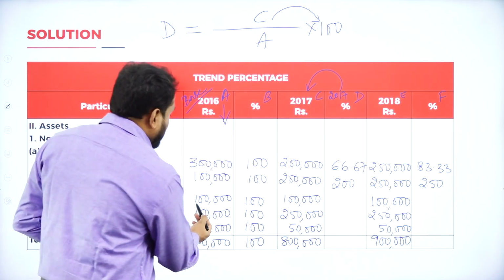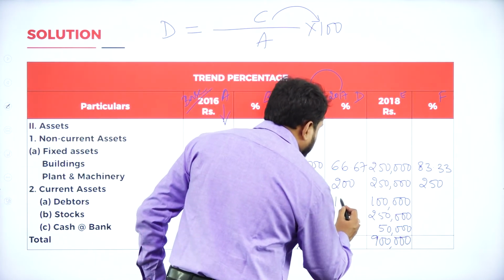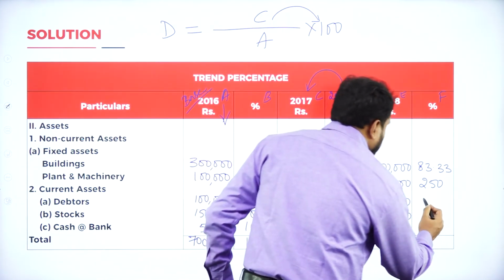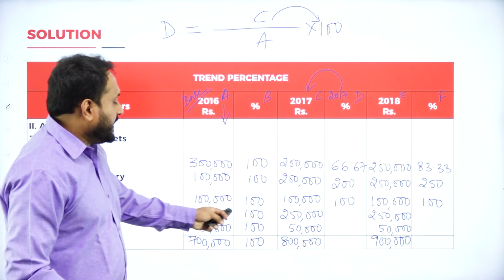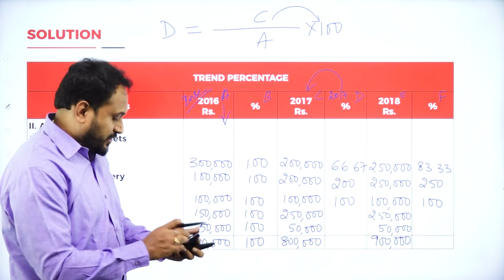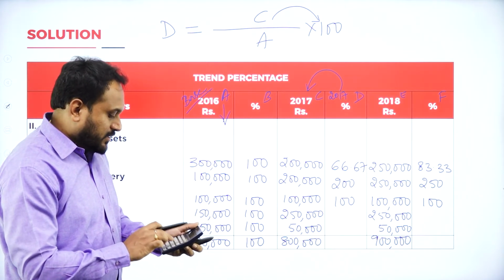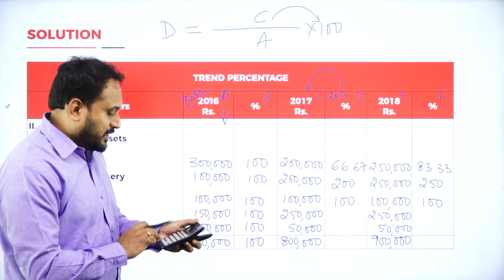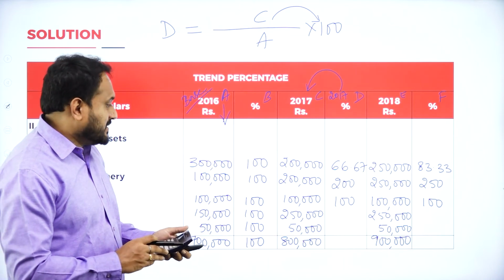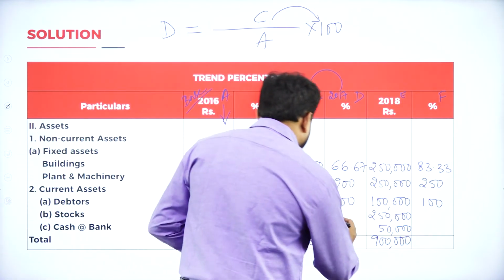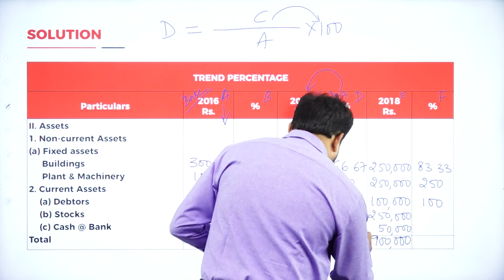Next, understand. For 1 lakh it is 100%. Again for 1 lakh, 100%. Done. Next we have 1 lakh 50, it is 100%. So 2 lakh 50 how much? Go with 2 lakh 50 into 100 divided by 1 lakh 50. We got 166.66.